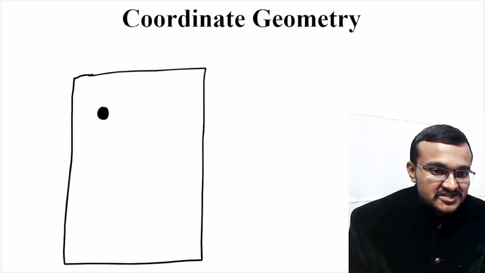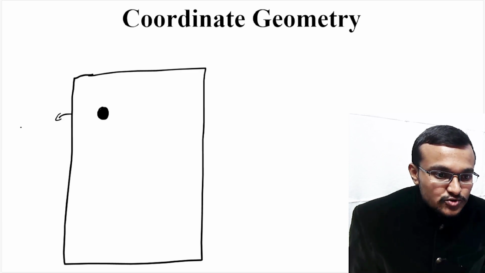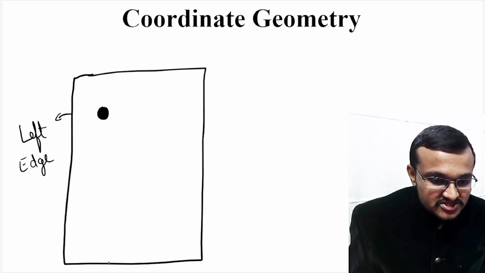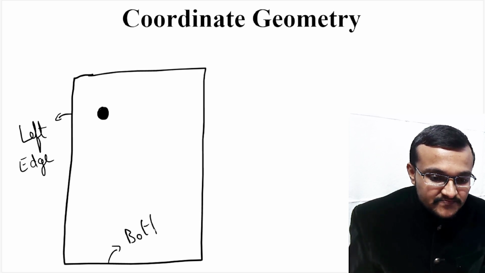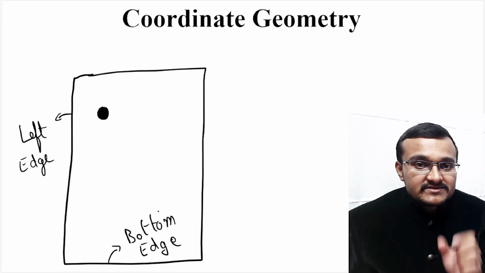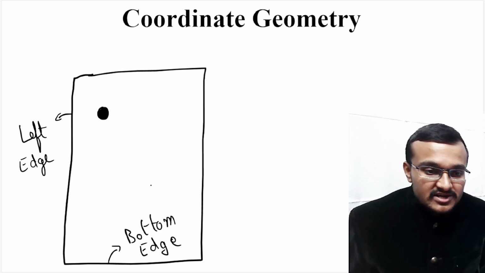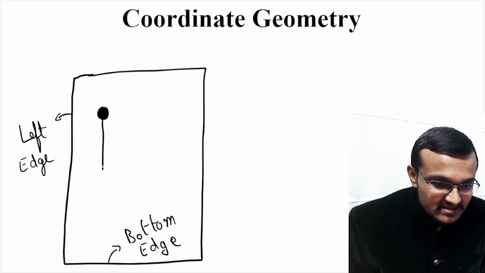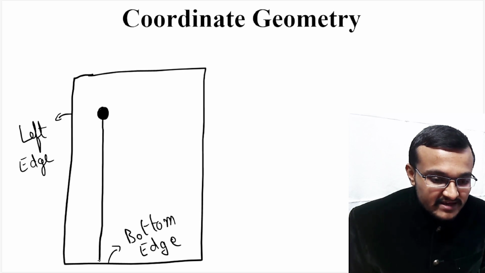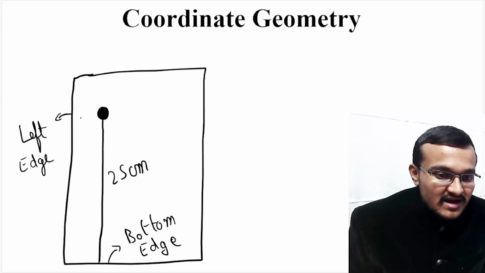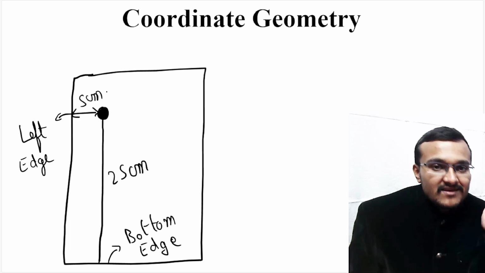So then what you will do is consider the edges of this particular sheet. This particular edge you can call the left edge, and this particular edge of the paper you can call the bottom edge of the paper. Now you have defined the edges of this paper, and you can locate the position of this particular point. You will say this point is somewhere 25 centimeter from the bottom edge and it is 5 centimeter from the left edge.